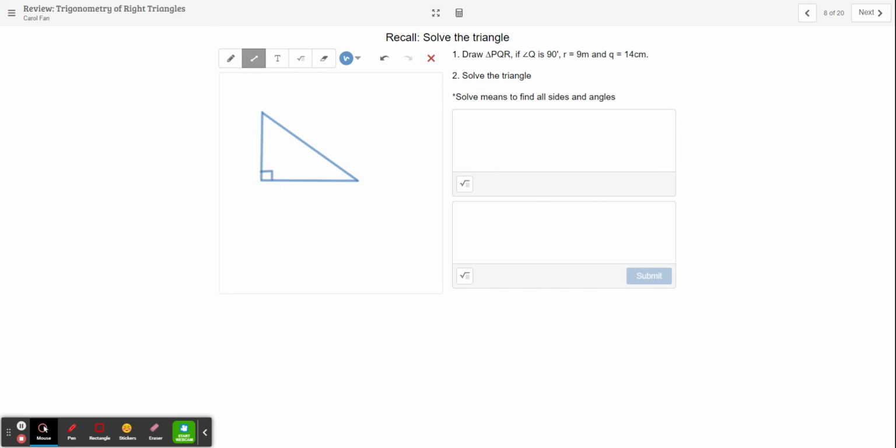Here's our 90 degrees. And they've told us that we're using the letter Q to represent the 90-degree angle. Okay, little q is the side that's across from there. This is 14 centimeters. Now, I also know that this is our hypotenuse. We also have side P and side R. So let's just label them. Capital P, this is now little p, and then capital R and little r. Now they've told us little r is 9 meters.